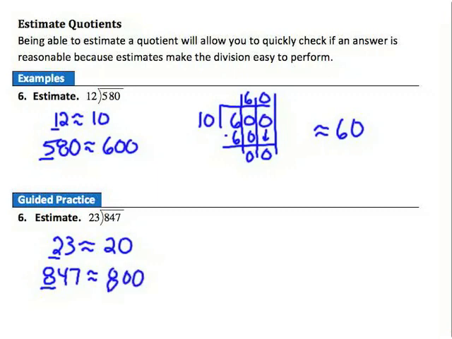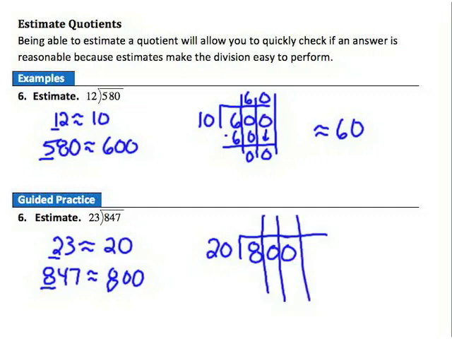So now we're going to perform that division with these estimates. 20 into 800. Keep it organized. 20 won't go into 8, but 20 will go into 84 times. And when I multiply, that's 80 exactly. Subtract, get 0. Bring down the next 0. 20 goes into 0 0 times. So an estimate for this quotient is 40.